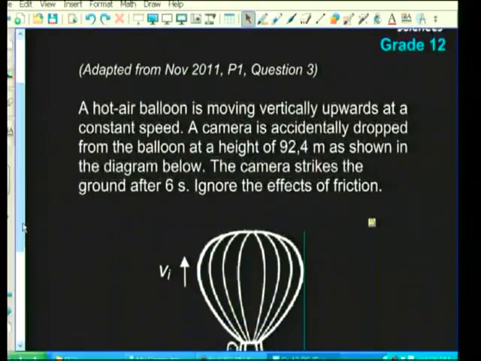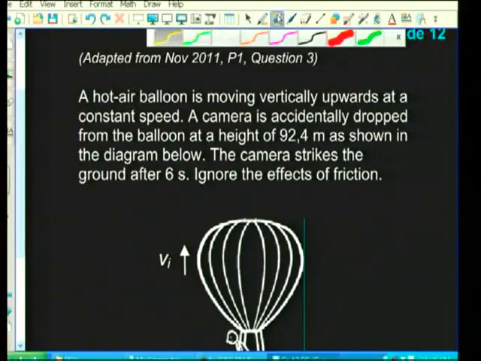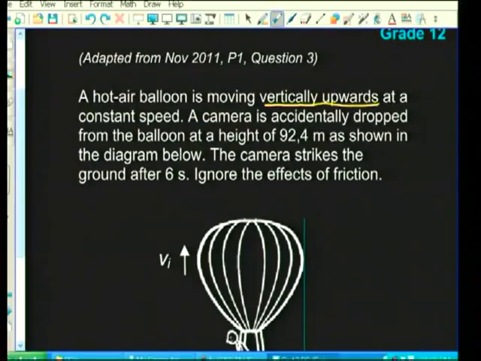So let's get stuck into the first question, a classic question of a hot air balloon and something being dropped out of this hot air balloon. This was from one of last year's papers. Let's go together. A hot air balloon is moving vertically upwards, so already that balloon is moving vertically upwards at a constant speed. Critical that we know it's going at a constant speed.